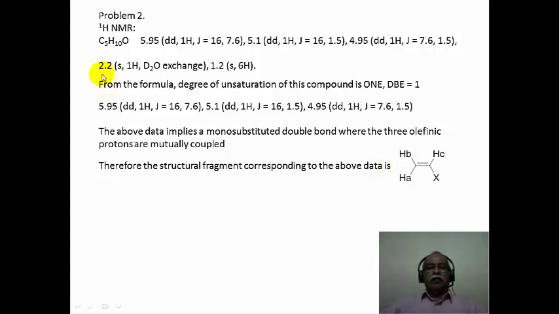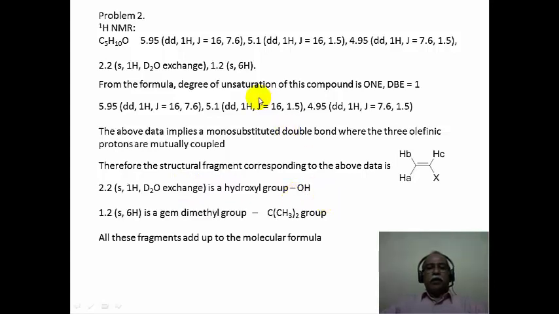Then let us identify what is this 2.2 singlet of 1 hydrogen, D2O exchangeable. The D2O exchangeable hydrogens are very special hydrogens in the NMR data, and they imply that the hydrogen is attached directly to a highly electronegative atom, and these are exchangeable hydrogens. That is why the D2O addition exchanges that particular hydrogen and the signal vanishes in the NMR spectrum. So from the molecular formula we know that this molecule contains one oxygen. So most likely the oxygen is attached to a hydrogen on one side, and the OH group is what is responsible for this particular signal at 2.2, which is an exchangeable hydrogen.